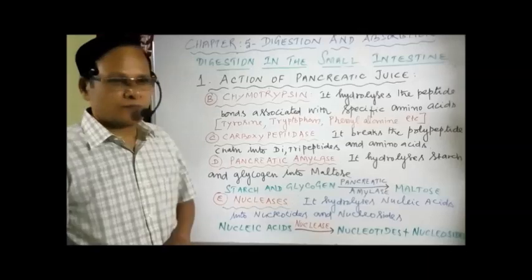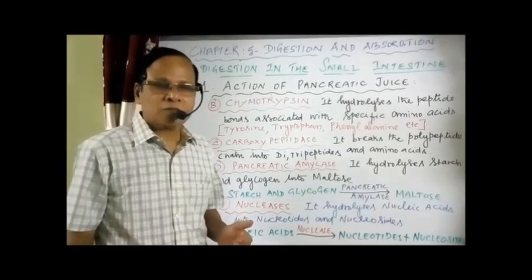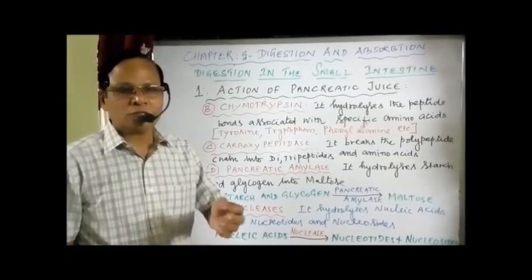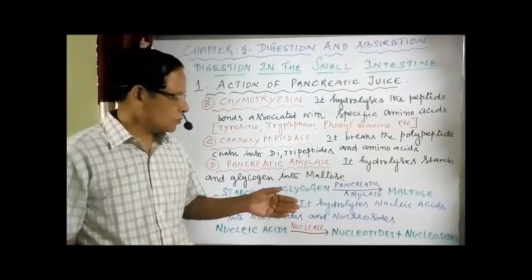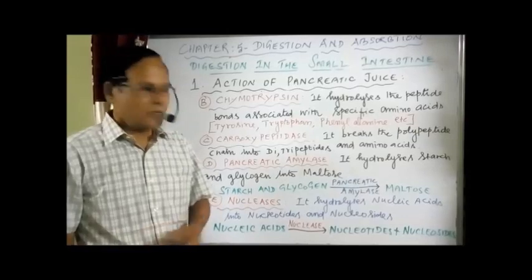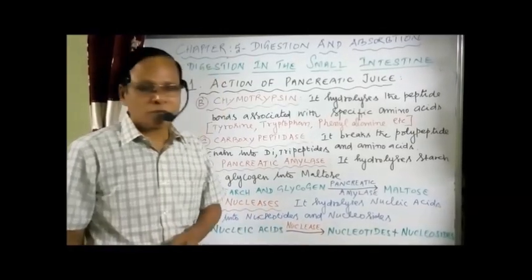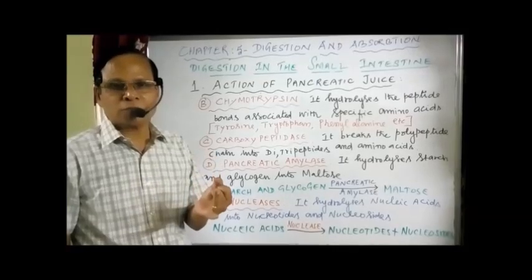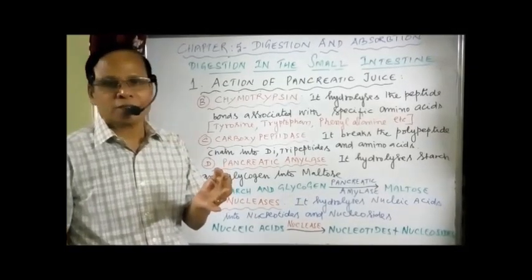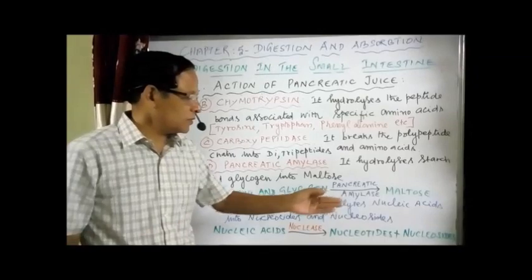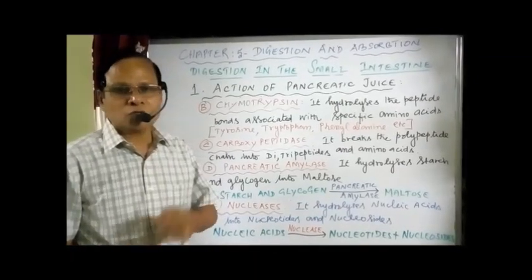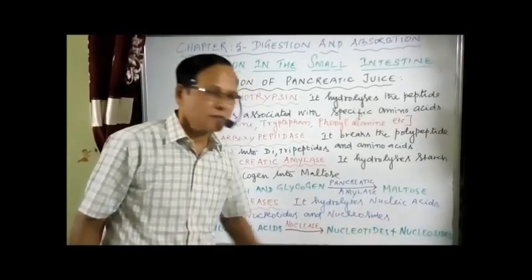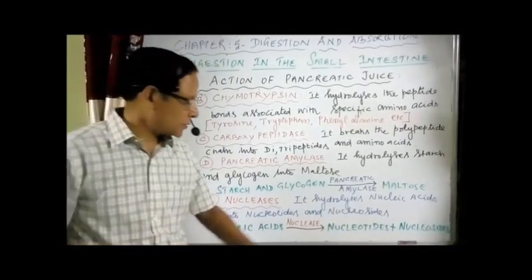Now, nucleases. The nucleases are concerned with the breakdown of nucleic acid into nucleotides, the units of nucleic acid, and also nucleosides. A nucleotide is formed of 3 units: 1, a pentose sugar, 2, a nitrogen base, and 3, a phosphoric acid or phosphate. Whereas a nucleoside is formed of only sugar and nitrogen base together. When phosphate is added, it becomes a nucleotide.